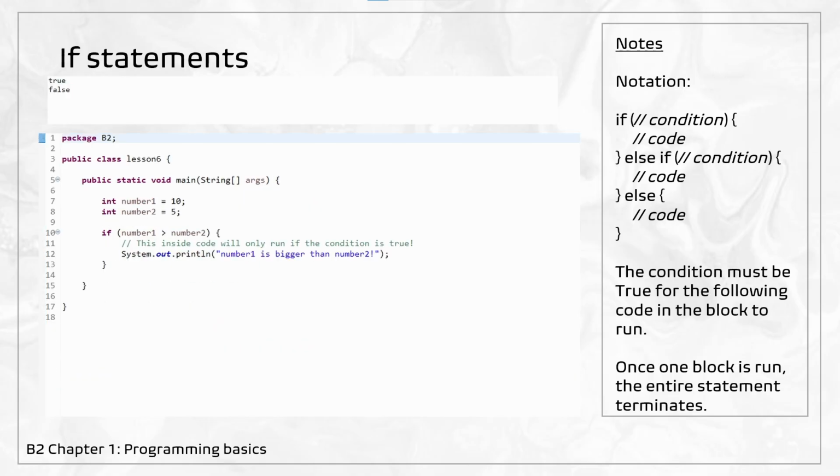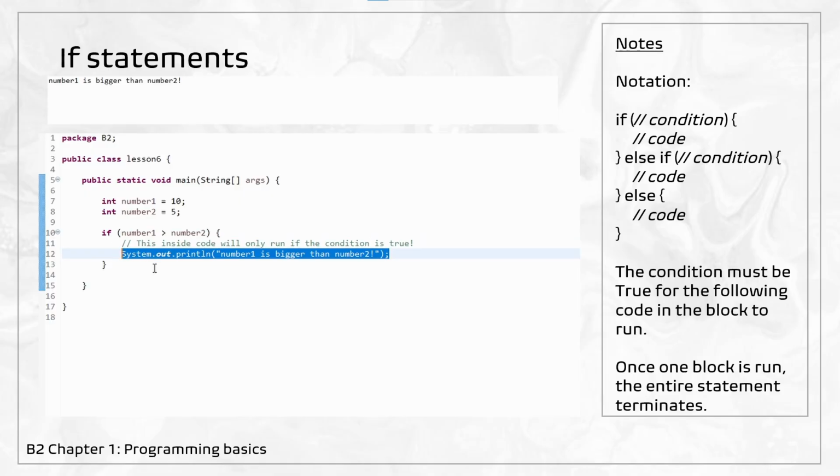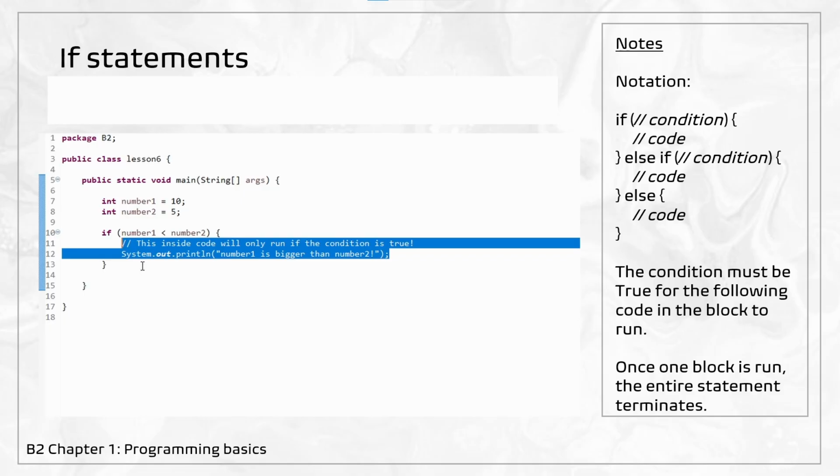An if statement only executes the inside code if the condition is true. So for example, if number 1 is greater than number 2, then run this print statement. And because 10 is greater than 5, if we run this program, we can see that it's printed this line of code right here. But if we change the condition to be less than, now because 10 isn't less than 5, if we run this, then we don't get anything printed. And that's because this code is just skipped entirely.